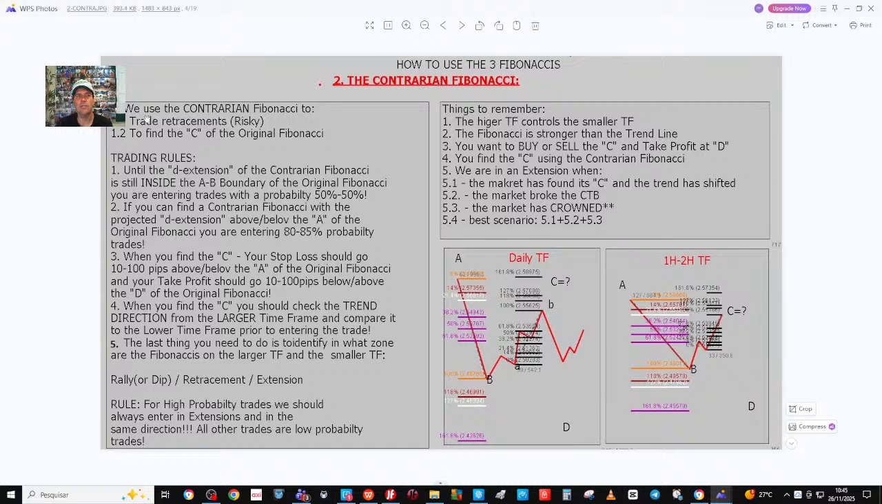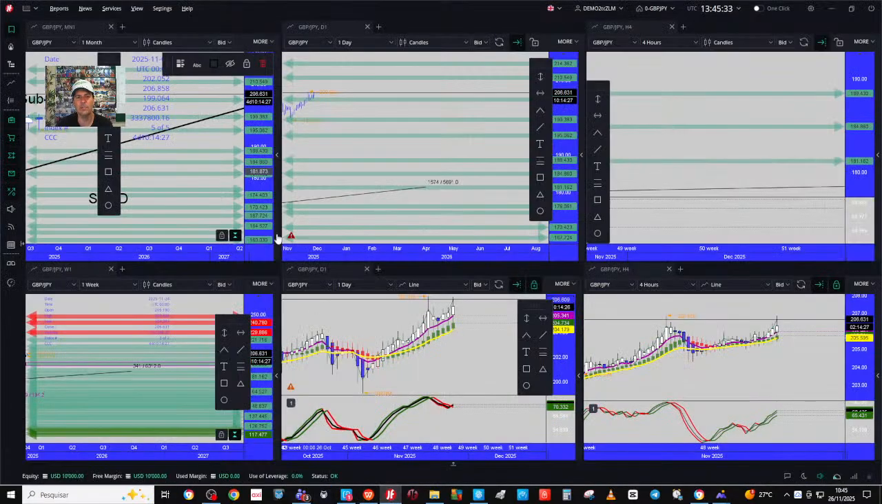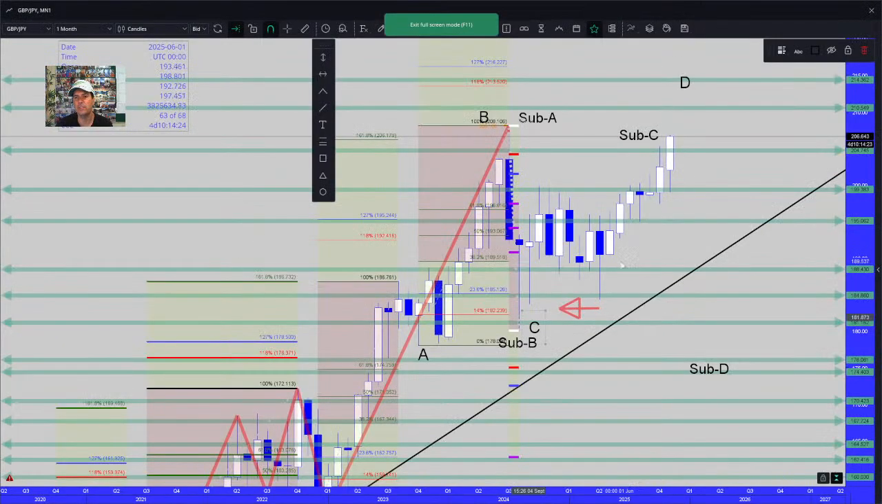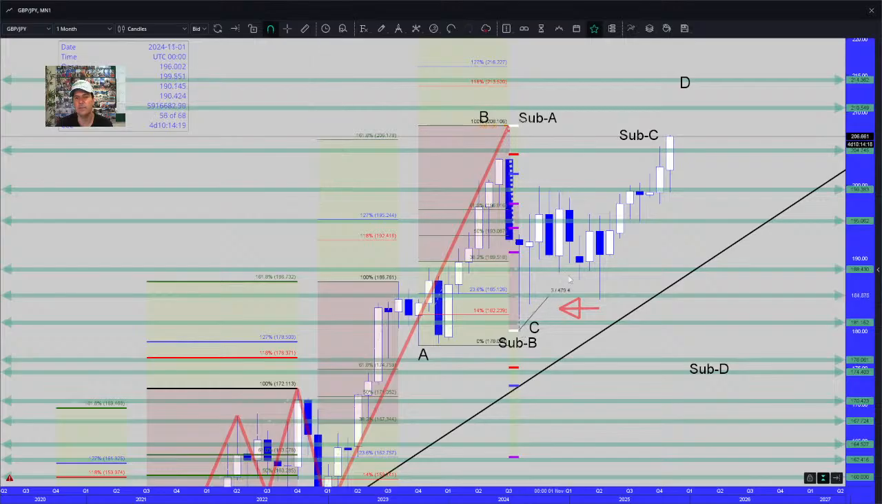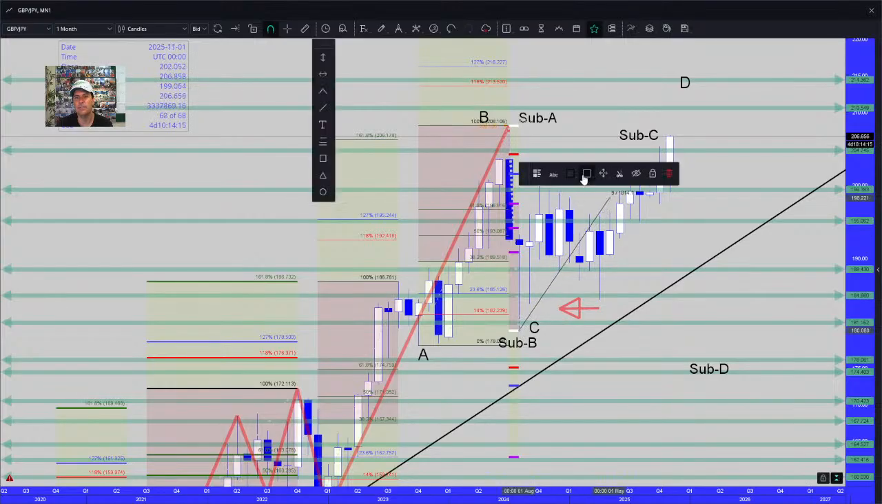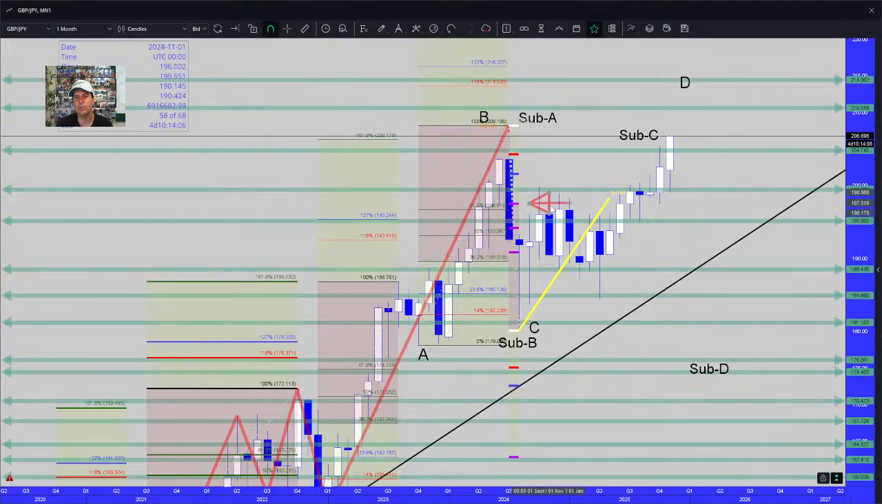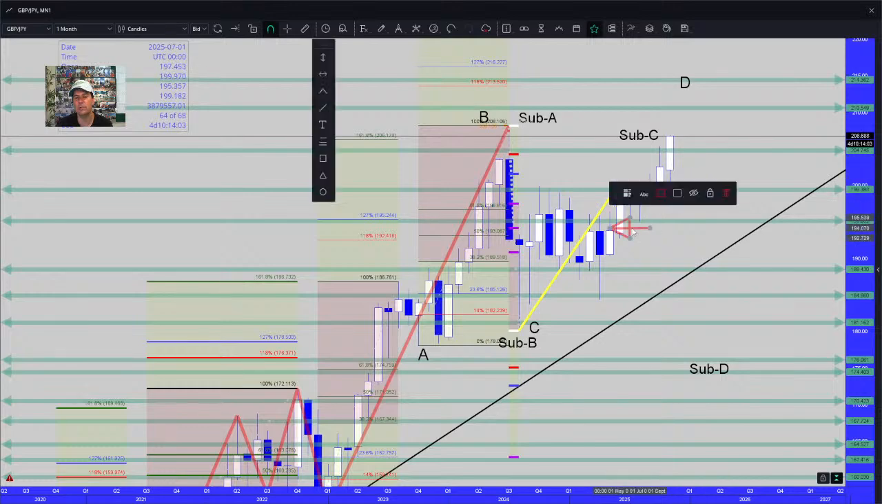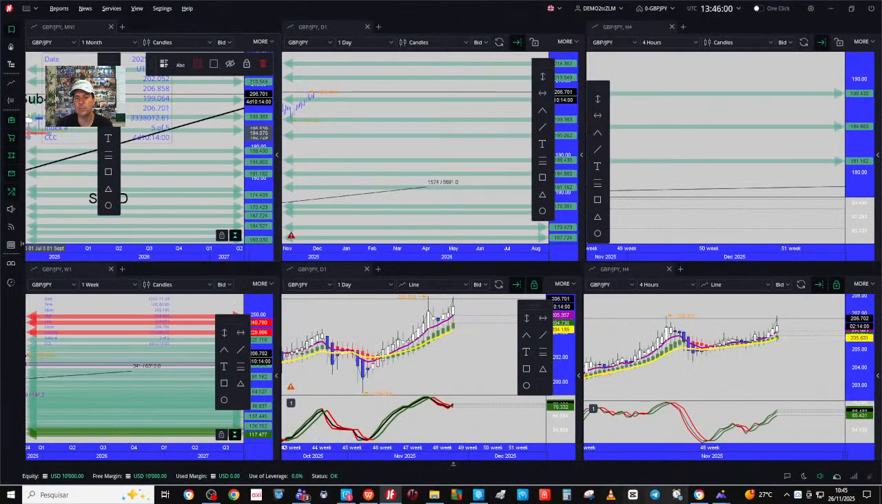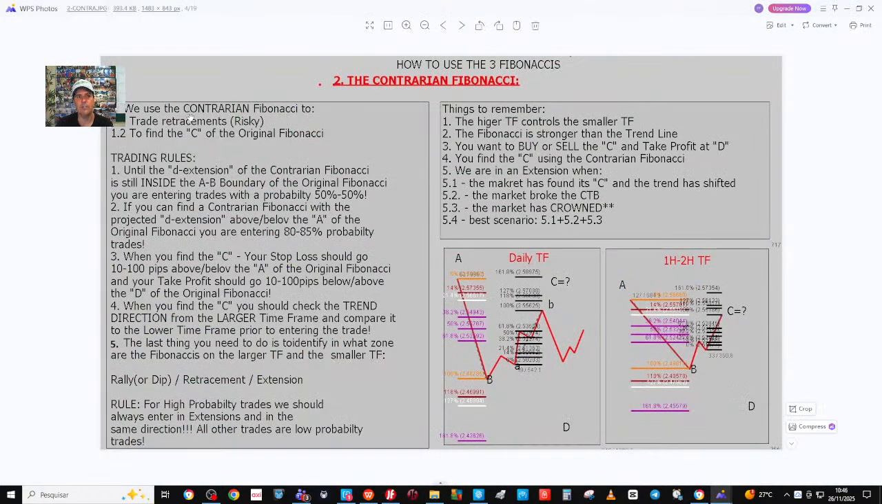The contrarian Fibonacci: number one, we use the contrarian Fibonacci to trade retracements. Well, it's a risky trade, right? If you would trade the contrarian on the monthly chart, like a counter trend line breaking here, just as an example, the counter trend in here, the yellow one, you would trade this one shorting the sub A, sub B, you would lose, right? So shorting retracements, trading retracements, is risky. And number two, we are using the contrarian to find what is called the confirmed C.